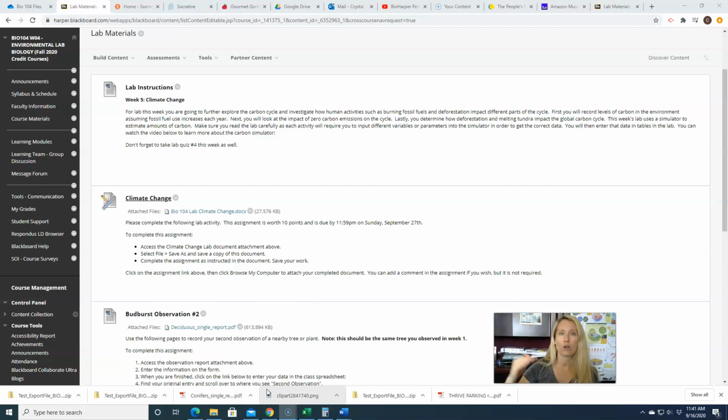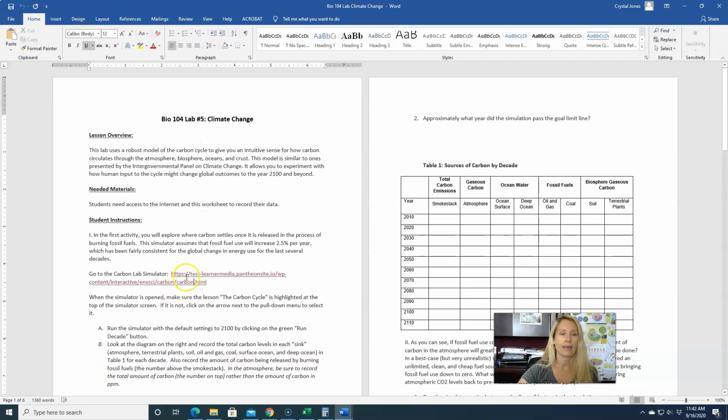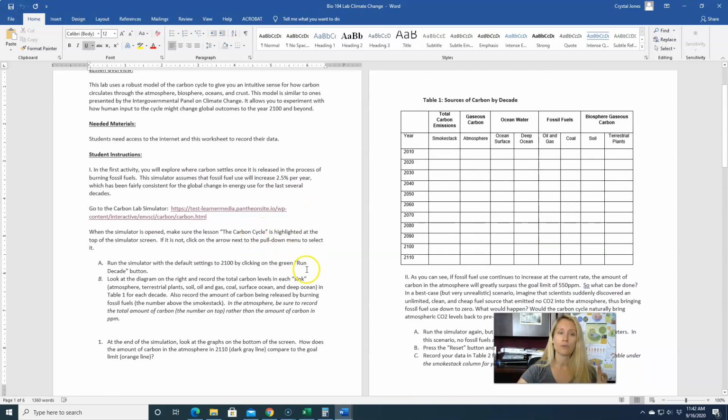So we're going to track carbon, and we're going to see what other human activities can impact this carbon cycle. What are other ways that we can increase or reduce the amount of carbon that we're putting into the atmosphere? For lab this week, there is a link to the carbon simulator itself right here in the lab, and you'll notice we have several different scenarios that we're going to run through. In each case you're going to be collecting data, and you're going to put that data into these different tables based on the parameters of the carbon simulator.